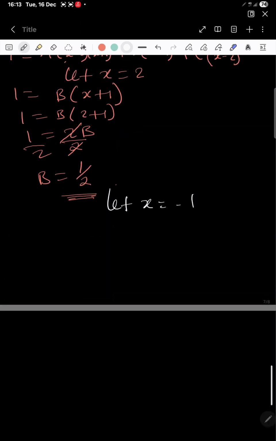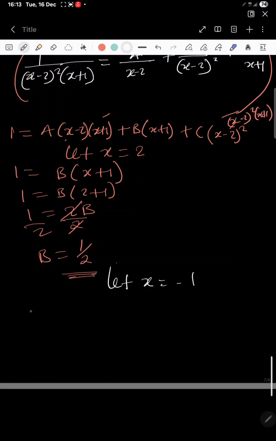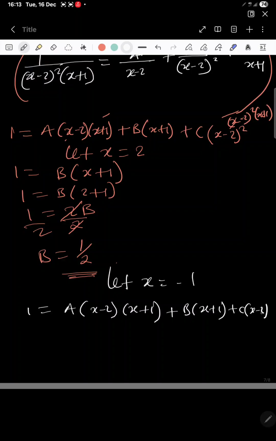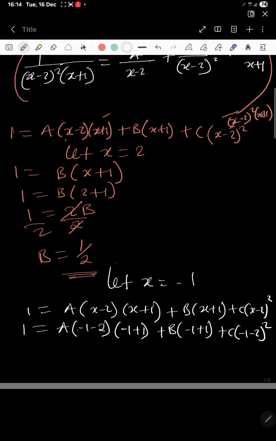So if we are to do that, we have our equation which is here, which is 1 is equal to a open x minus 2, x plus 1, plus b open x plus 1, plus c open x minus 2 squared. So we are letting x to be -1, so it will be 1 is equal to a open -1 minus 2, times -1 plus 1, plus b open -1 plus 1, then plus c open -1 minus 2 squared. So you're going to realize that this part will go to 0, that part also goes to 0, you remain with the part for c there.